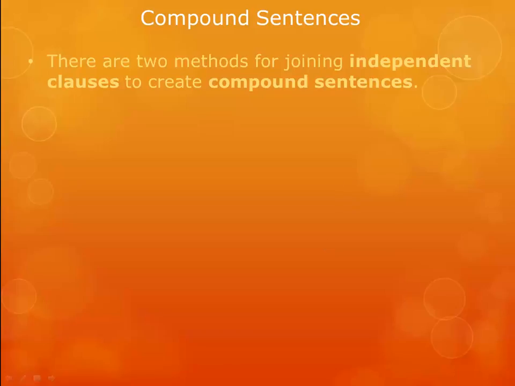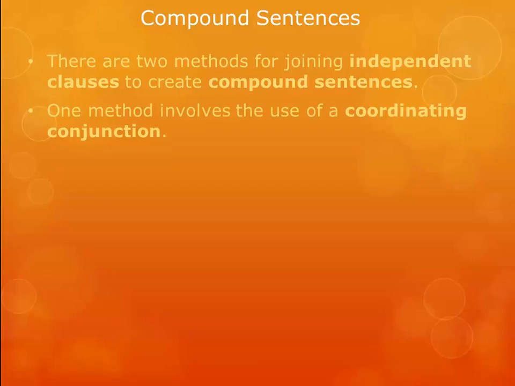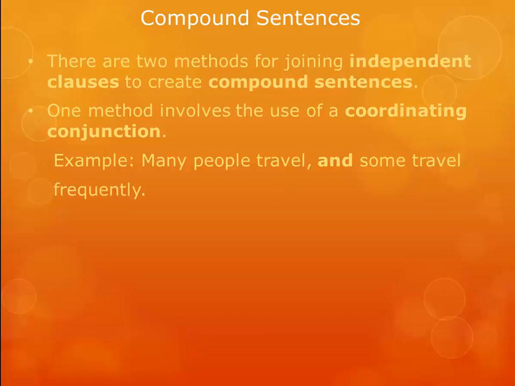Now there are two methods for joining independent clauses to create compound sentences. The first of which I've just shown you with the comma and the coordinating conjunction. That coordinating conjunction and not only joins those two independent clauses, it also communicates some relationship between those two independent clauses. Many people travel and some travel frequently. It's adding information to what we know about those people traveling.